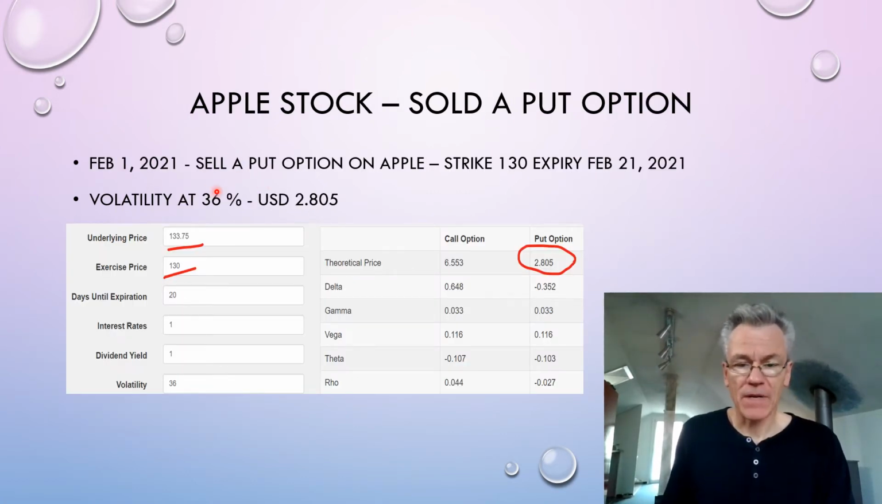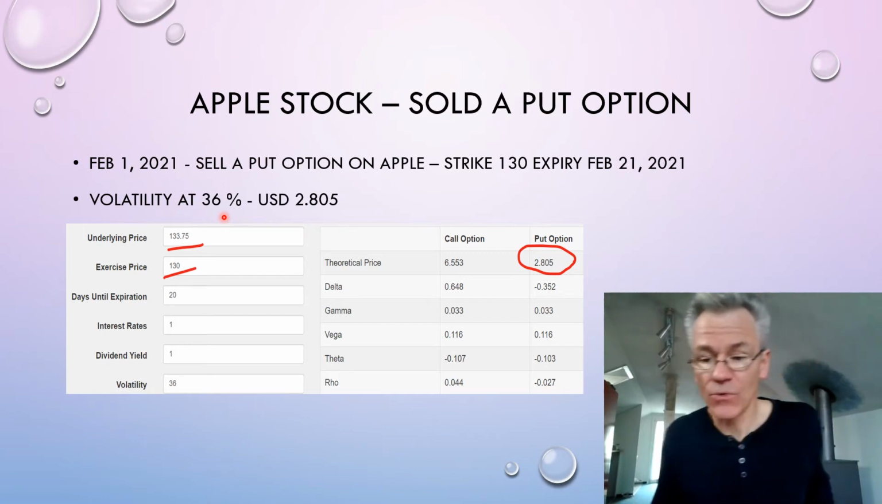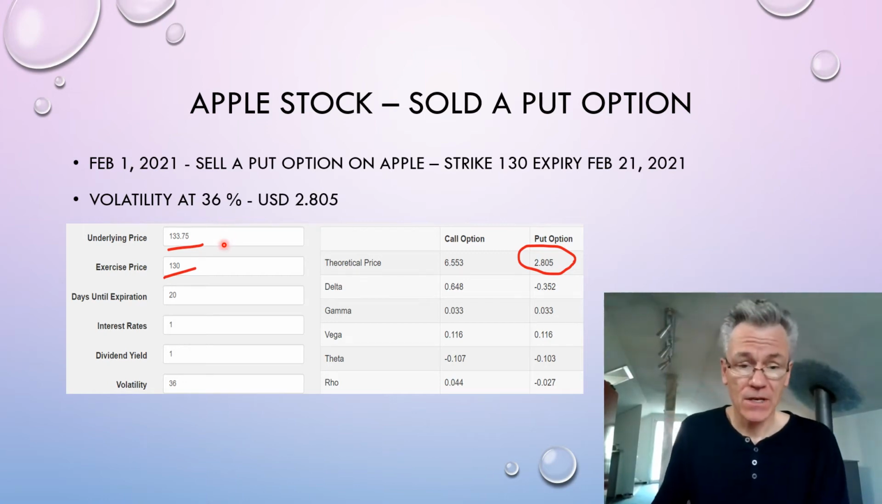On February 1st, I sold a put option on Apple, strike 130, expiry 21st of February, so about 20 days left, which I have seen here. Volatility at the moment was quite high because the stock really dropped from 145 to 130. So it was interesting to sell a put option with exercise at 130. As I said, I would be ready to buy at 130. So I got about 2.805, or $280, for 100 shares of Apple. Again, my exposure is that I'm ready to take 100 Apples at 130, an exposure of 13,000 US dollars.